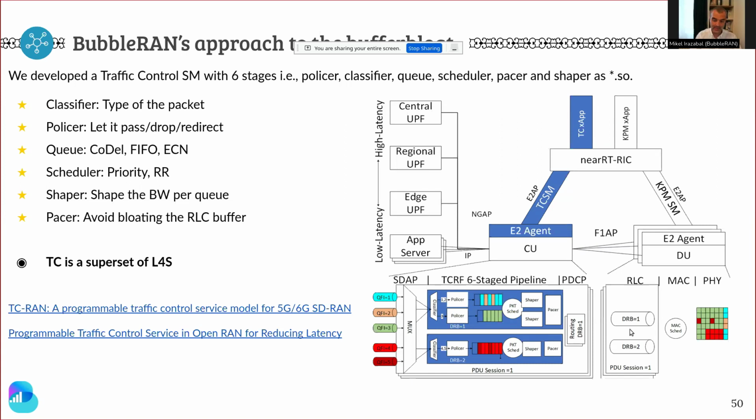The idea of the pacer is basically to not overload the RLC buffer. So it will just send packets, keep the pipe full but not fuller, like the famous paper of Leonard Kleinrock suggests in its title, right? So we want to send packets, but we don't want to create a deep buffer full of packets that creates delay. TC basically is a superset of L4S.